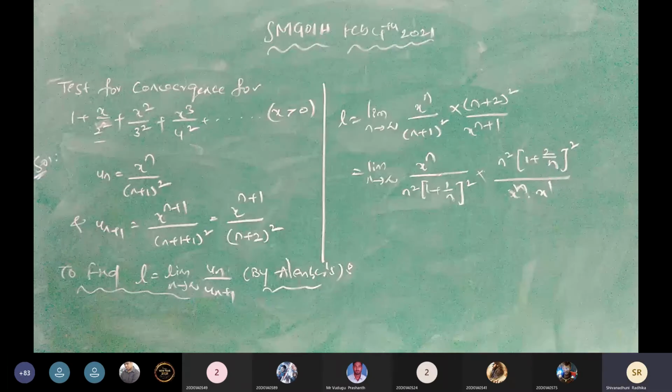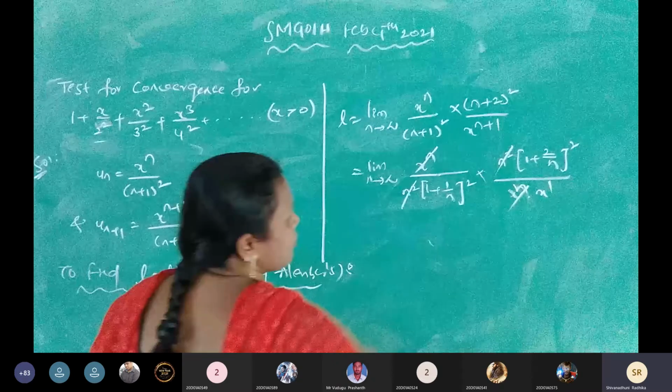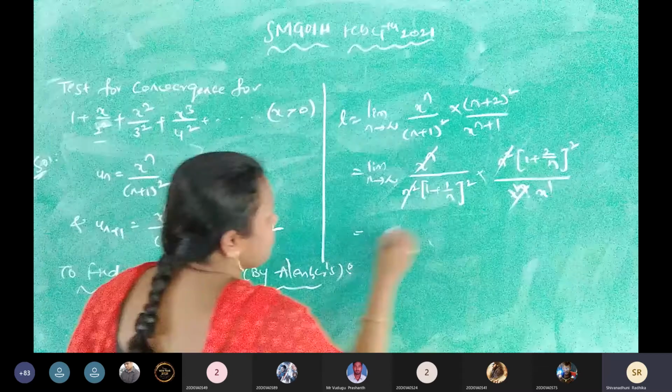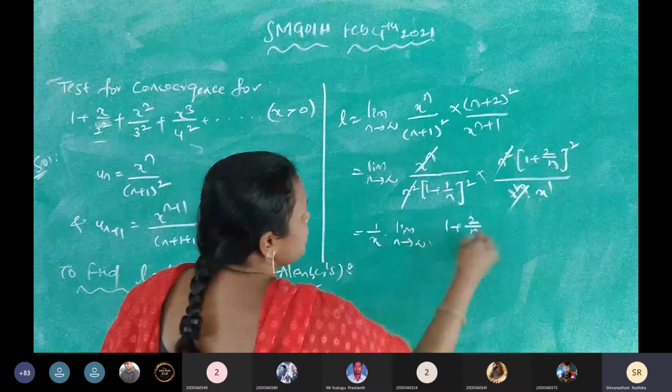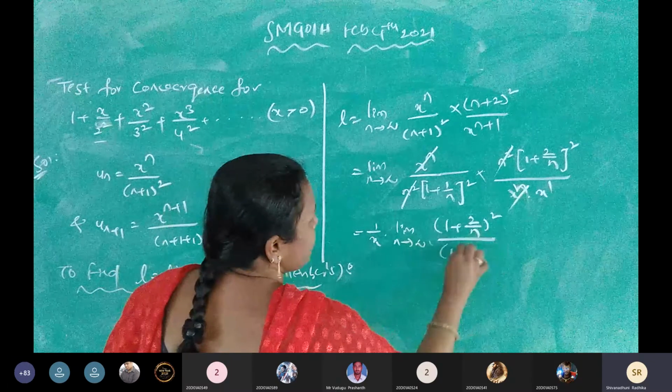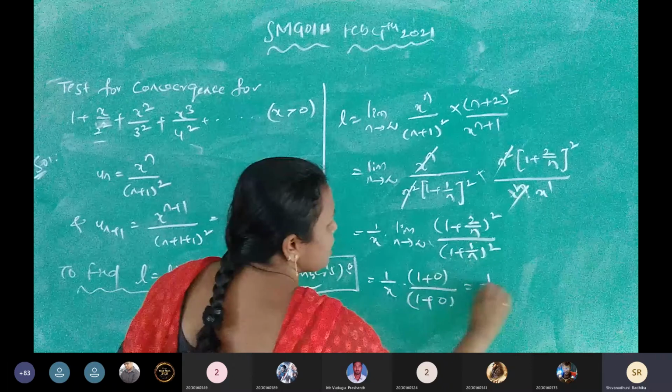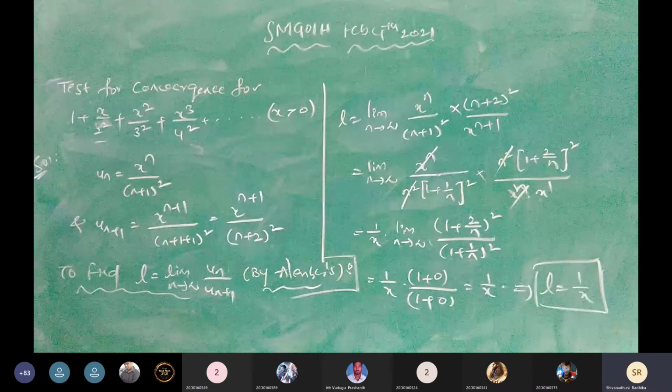Okay. Now n square gets cancelled. x to the power of n, x to the power of n get cancelled. What is the remaining? 1 by x is a constant, taken outside. Limit n tends to infinity (1 plus 2 by n) whole square by (1 plus 1 by n) whole square. Again, substitute the limit here. 1 by x into 1 plus 2 by infinity is 0. Directly I am going to substitute. 1 plus 1 by infinity is also 0. So that is equal to 1 by x. Now we get l equals 1 by x. It is clear? l equals 1 by x.